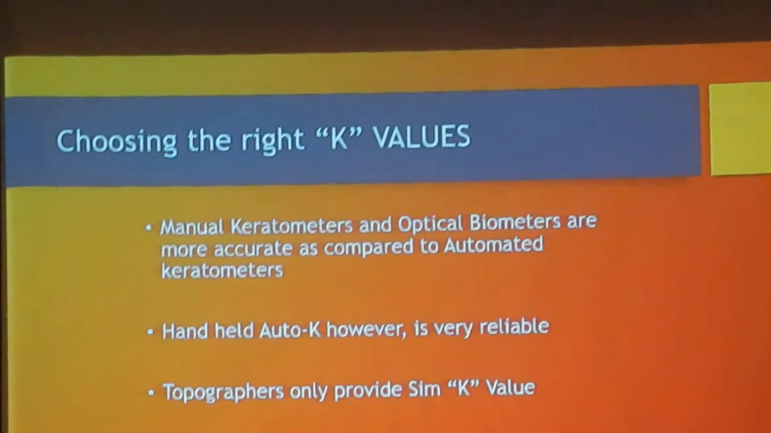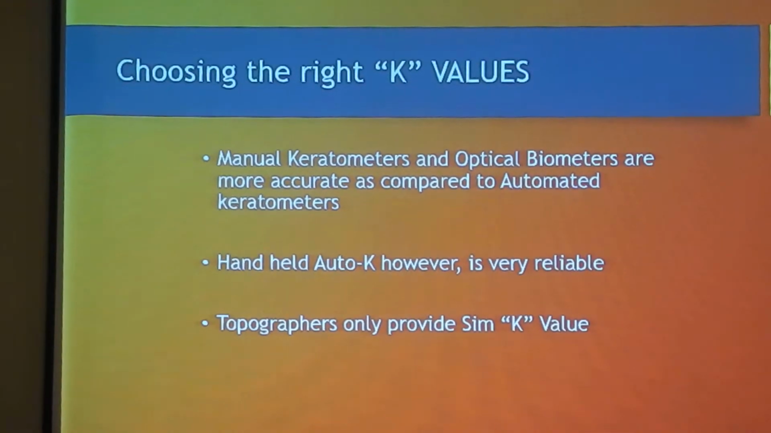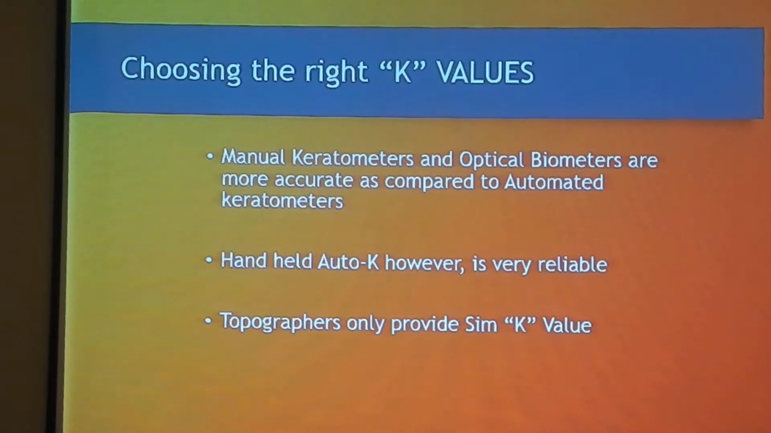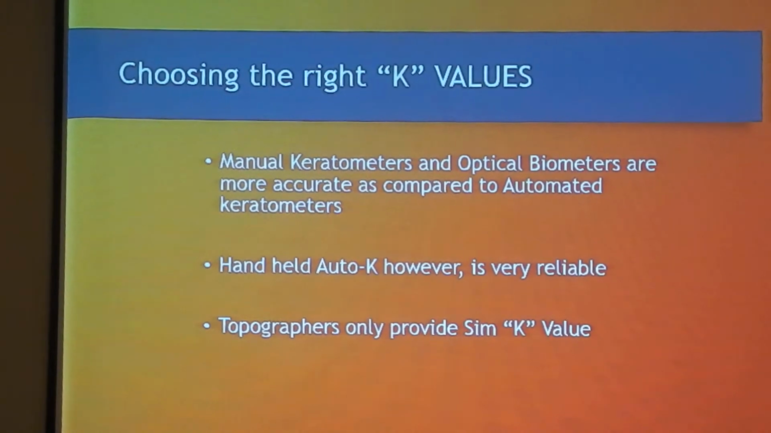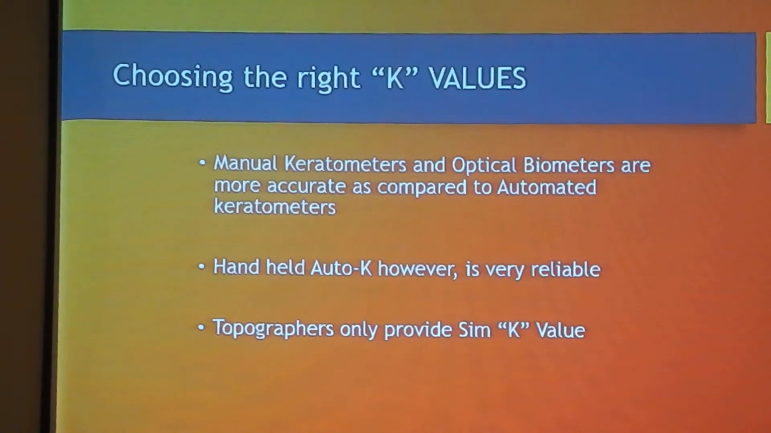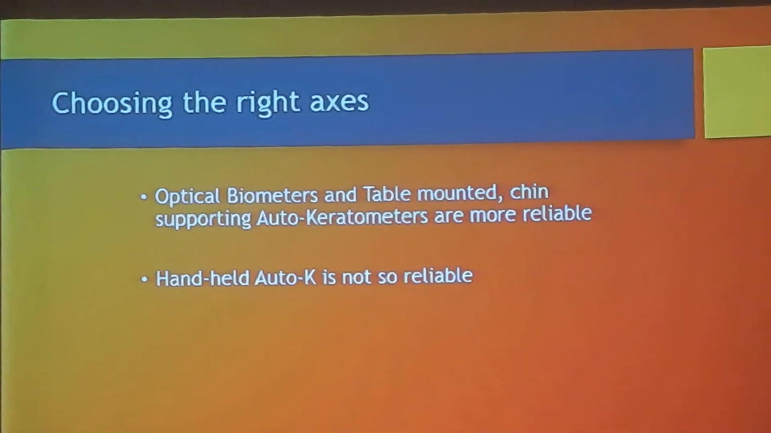So choosing the right K values. You've got so many instruments, which one will you take? Manual keratometers, still okay, not as good as the optical biometers. Handheld auto K is probably very reliable. It comes between the manual and the optical. And the topographers, as I said earlier, give a sim K value, so it's not very right, because you have to look at two variables. Just remember, it's a vector. You have to look at magnitude and you have to look at axis. Choosing the right axis: optical biometers and table-mounted chin-supporting instruments, that means the patient's head is aligned properly, are probably very reliable as far as giving you the axis of the astigmatism is concerned. Handheld auto K is not so reliable.